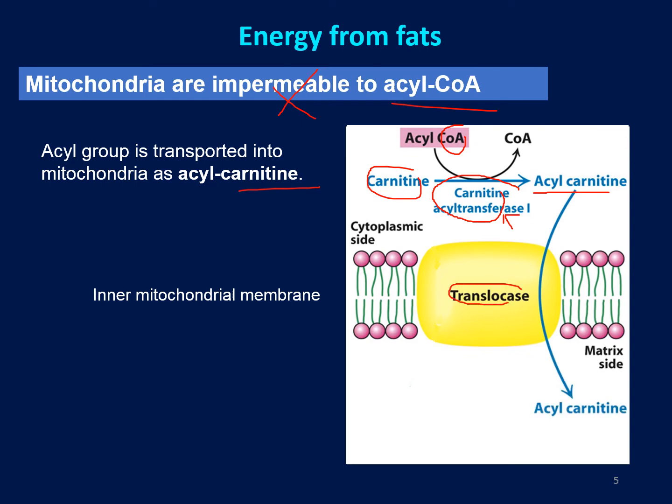In the matrix, you have another enzyme, carnitine acyltransferase number 2, this time encoded by the mitochondrial DNA, to remove the carnitine, forming back the acyl coenzyme A. Then the acyl coenzyme A can proceed into beta-oxidation while the carnitine can be recycled.